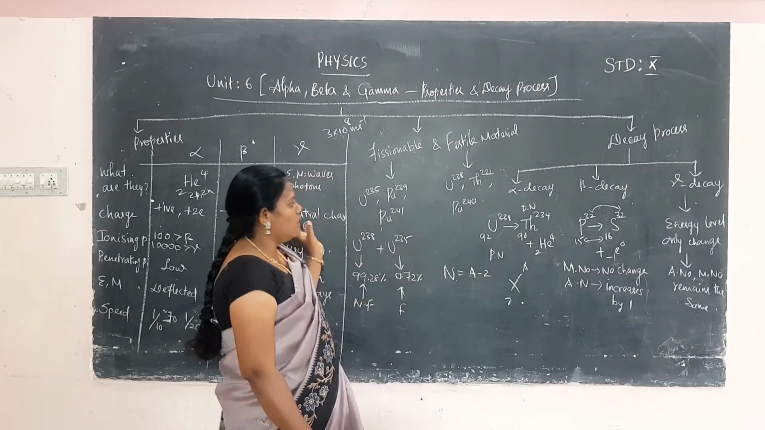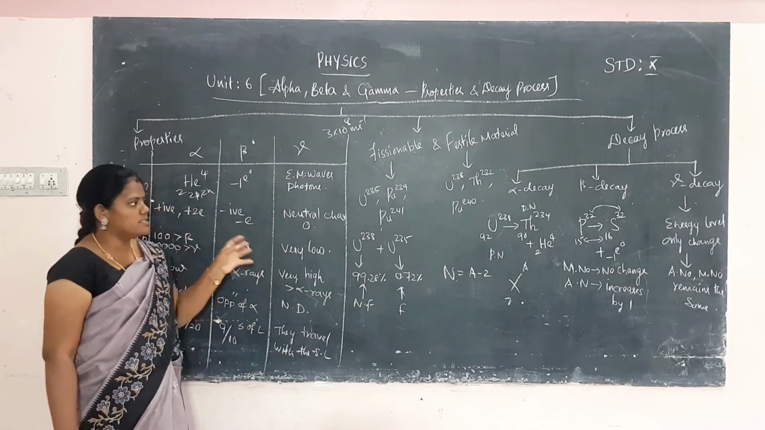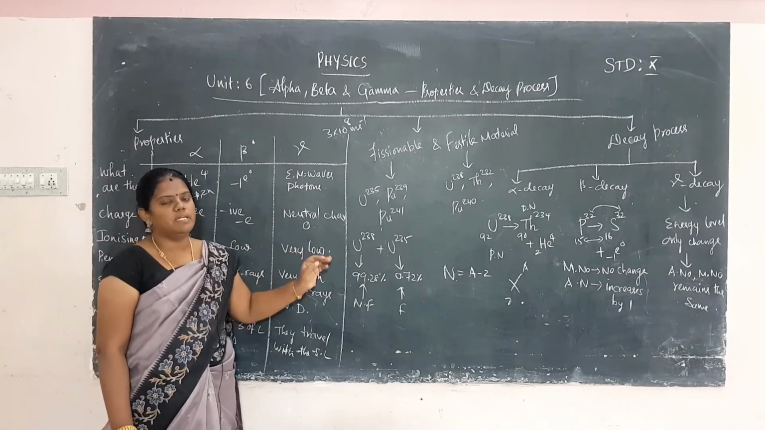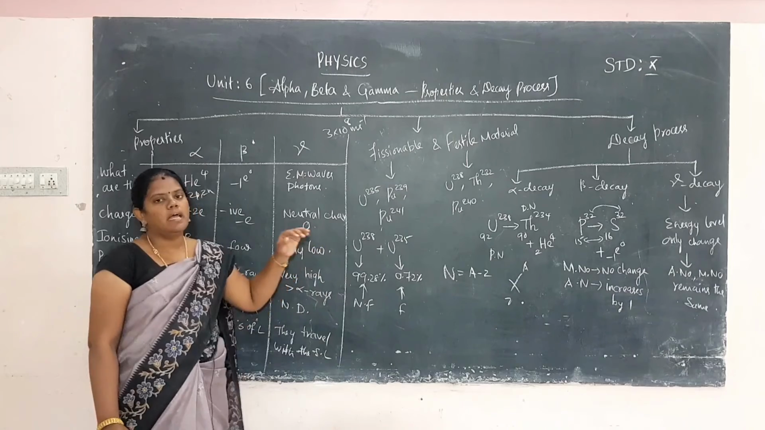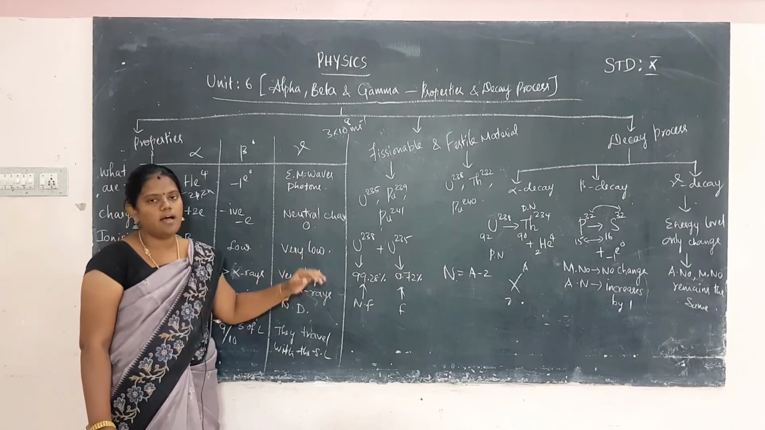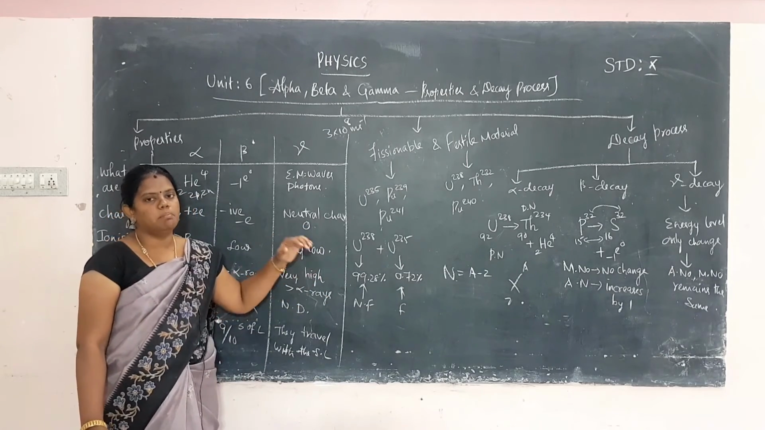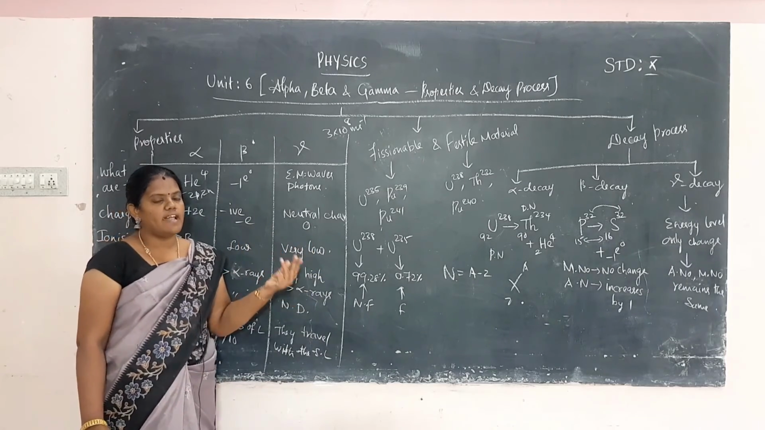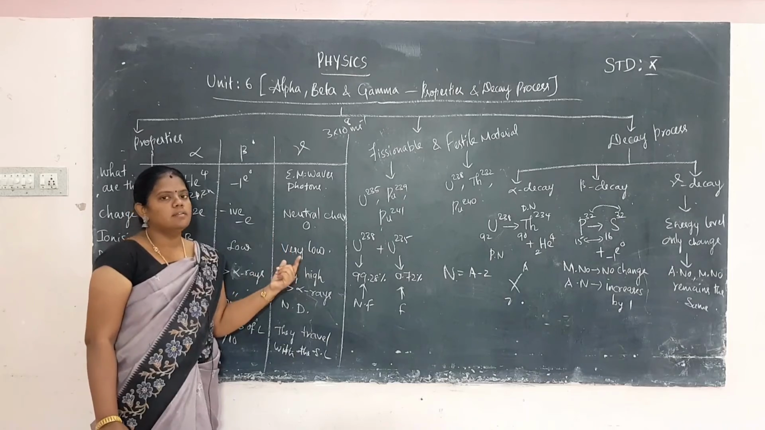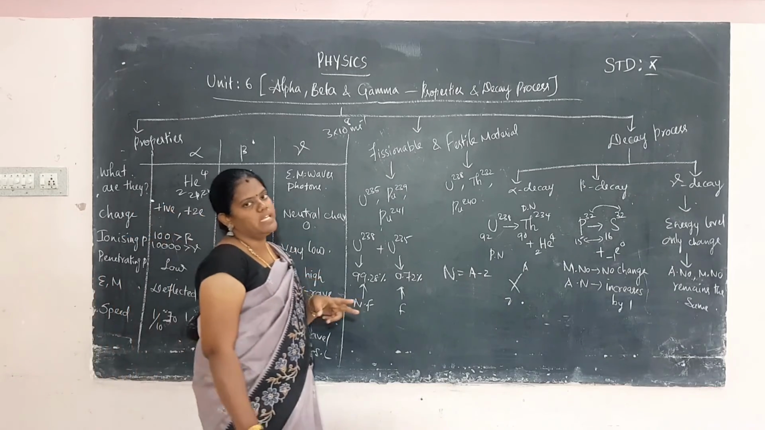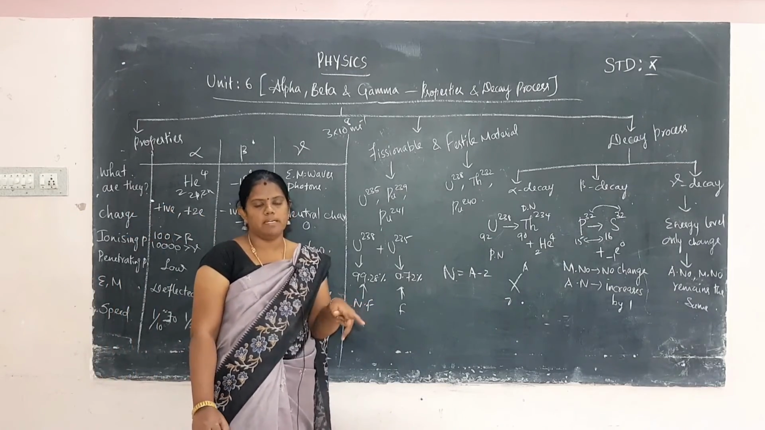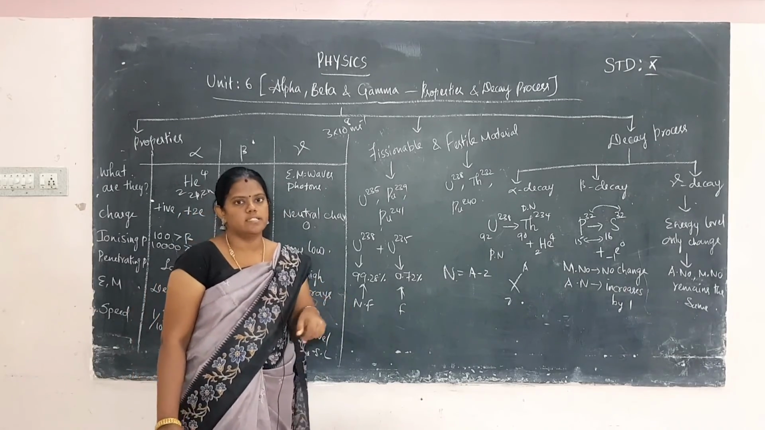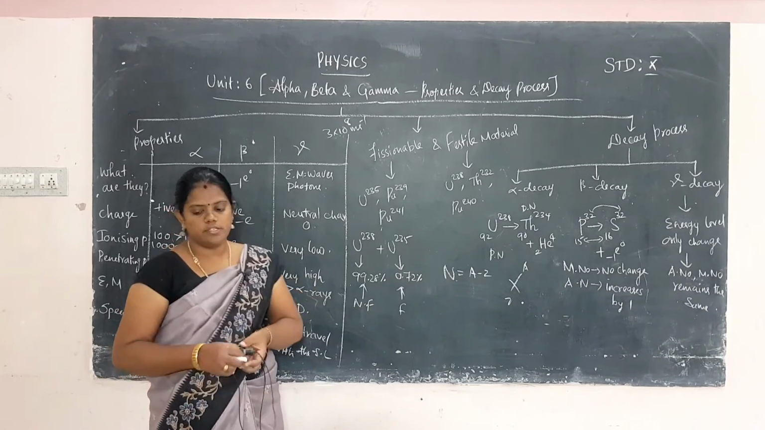These are all the topics I discussed in today's session: the properties of alpha, beta, gamma radiations and the radioactive displacement law given by Soddy and Fajans, the three decay processes alpha, beta, gamma, and the types of materials, fissionable and fertile materials, with some examples.